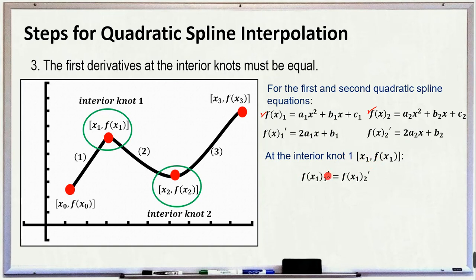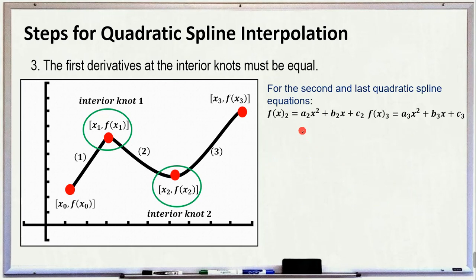We have f prime of x1, that is for the first quadratic spline equation, is equal to the first derivative of the second quadratic spline equation at x1. Substituting or writing the equivalent expression for the derivative, for f prime of 1 you have 2a sub 1 times x sub 1 plus b1 is equal to 2a sub 2 x1 plus b2. This is now our equation number 7.